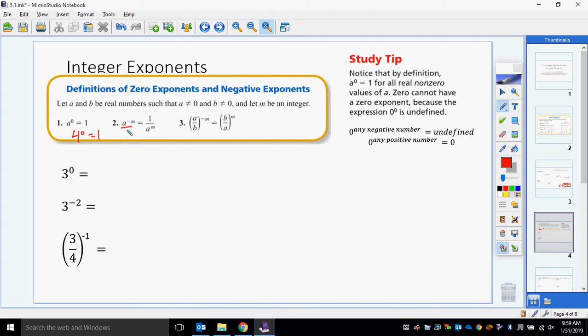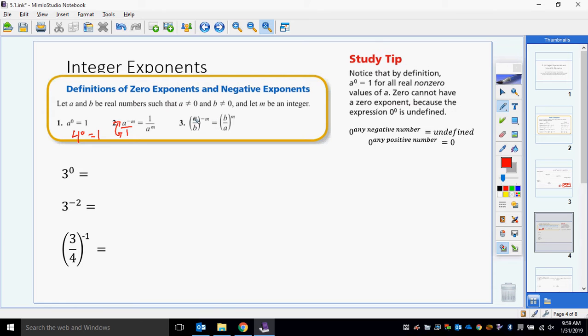So right now, this is a to the negative m over 1. So what you have to do is end up flipping them. Put 1 in the numerator, a to the positive m in the denominator. Okay, so you can change a negative exponent positive if you move it to the opposite side of the fraction.